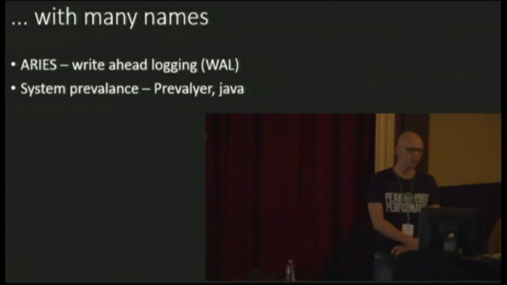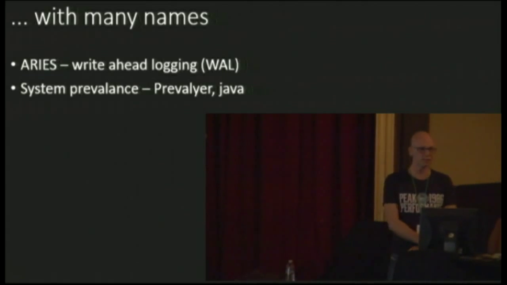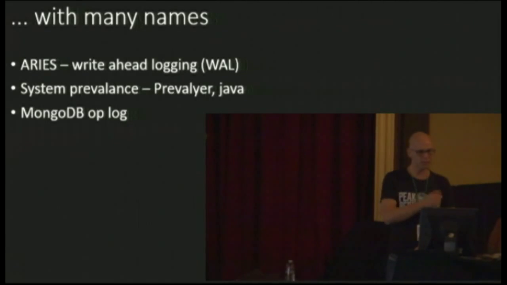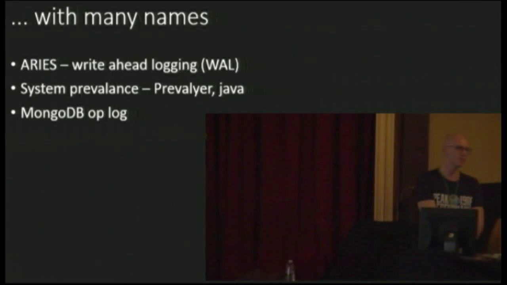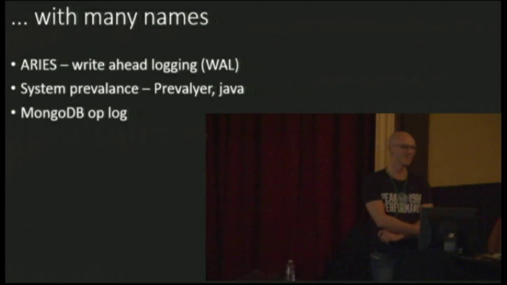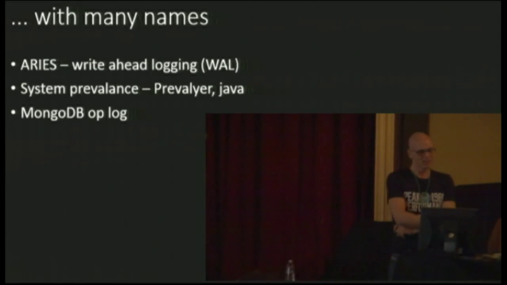The most common name for this concept is system prevalence. Has anyone worked with Java and Prevayler? It's probably the most popular project using this pattern. You can check it out, Prevayler. It's a Java project. MongoDB, no one uses that, right? All right. Got a bad reputation, unfortunately.